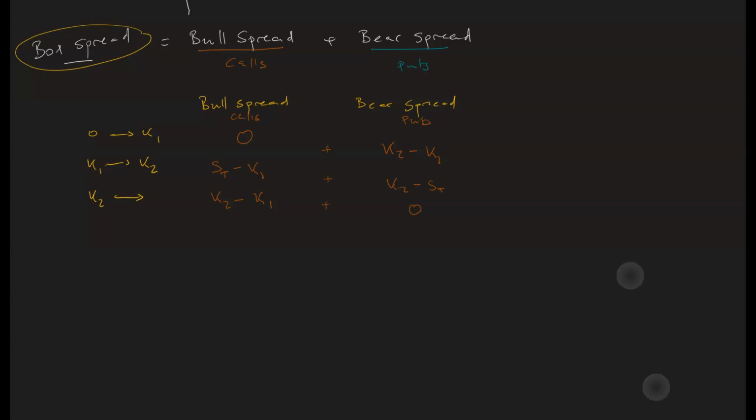And so the total is essentially going to be, remember we add this too, so it's going to be K2 minus K1 plus 0, so that's going to be K2, strike price 2, minus strike price 1. The outcome of the second scenario is going to be the following.